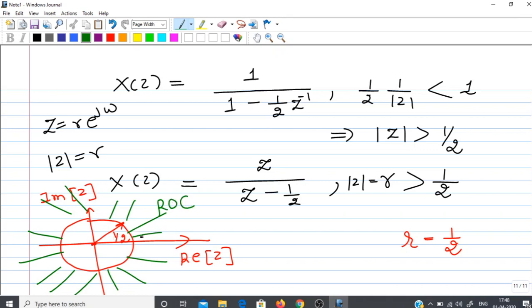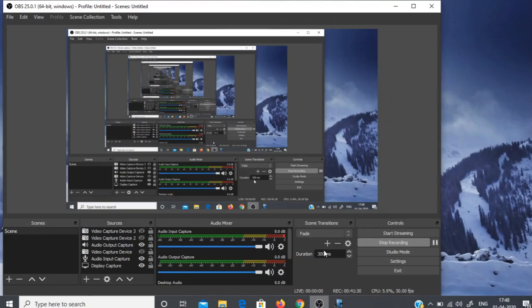So if you are in the Z plane, in the green region, the Z transform exists. But if you are inside this red circle, then the Z transform will not exist. So with this, I stop here. In the next lecture, we will take some more examples on the Z transform. Thank you very much.